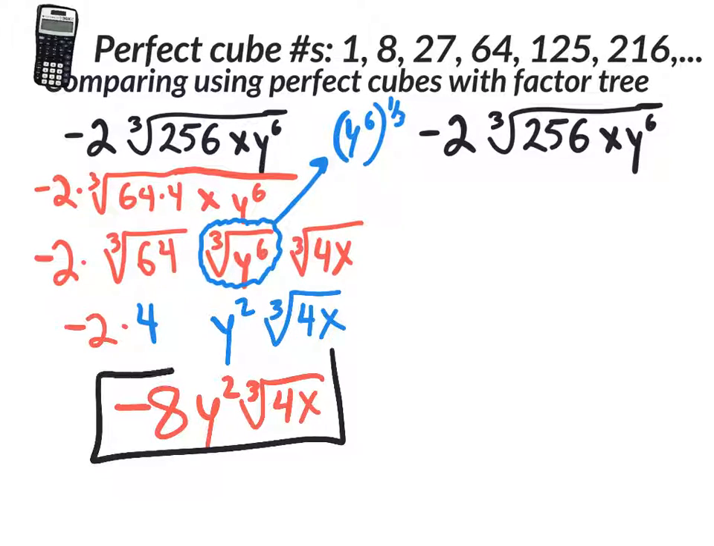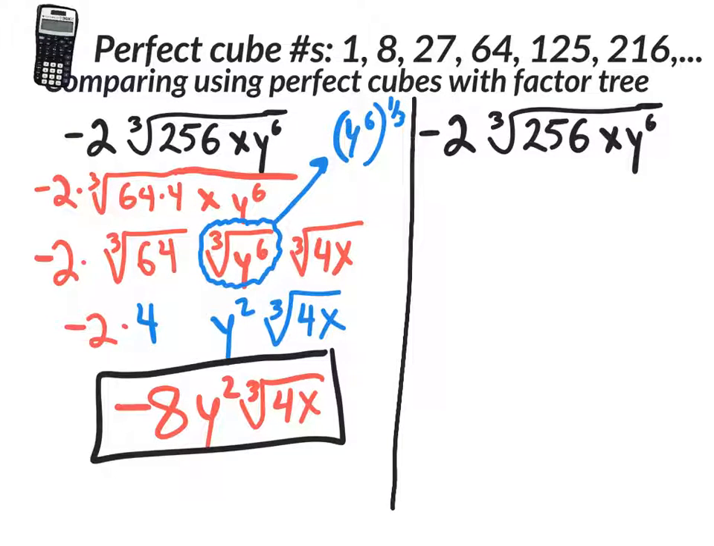That is my answer. And right there, I was using perfect cube numbers. I rewrote to get perfect cube numbers. So that is using perfect cube numbers. If I had a square root, I would have used perfect square numbers. Now let's compare it with the factor tree over here.